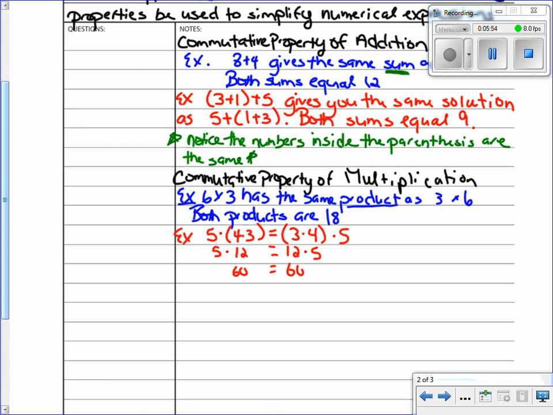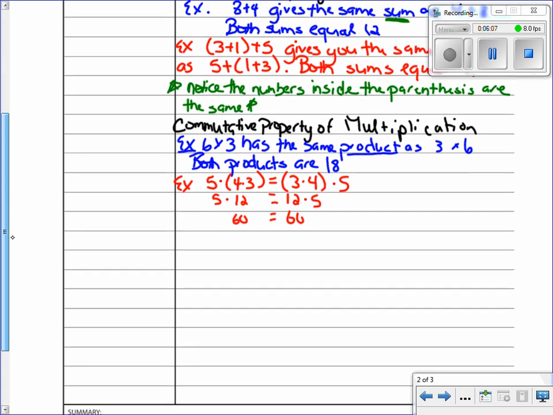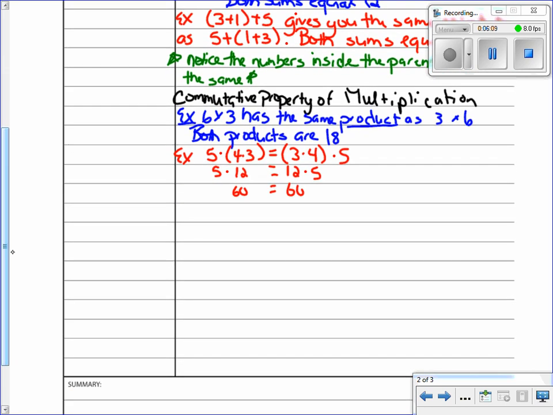Notice again that inside the parentheses, the numbers are the same. They did not change, the only thing that changed was the order. I always think of commutative property as you're going to work or you're going to school. It's the same distance from your house to school, but you go one way to get to school, and then you go the opposite way. So it doesn't matter what order you take because it's the same distance.